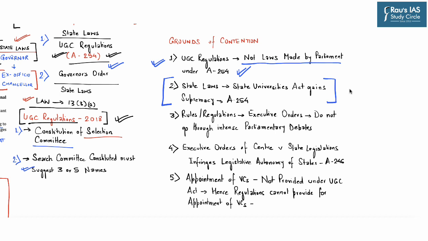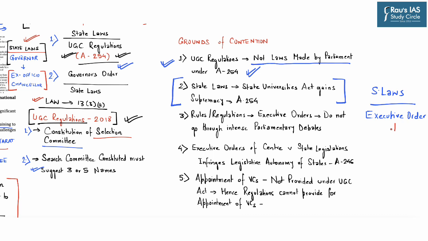So this becomes another contentious issue which, according to the author in this article, should have been re-examined by the Supreme Court. Or rather, the Supreme Court should look into the supremacy, especially between state laws passed by the Legislative Assembly of the state as compared to the executive order of the central government.